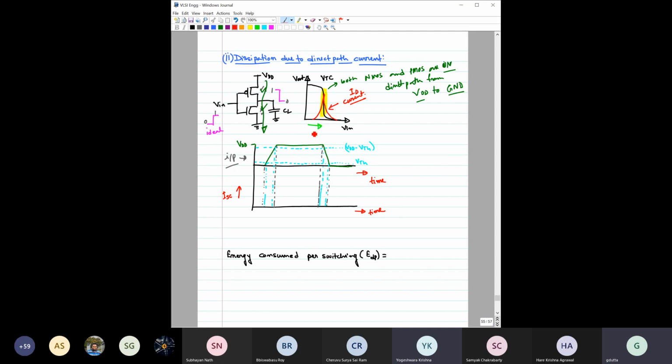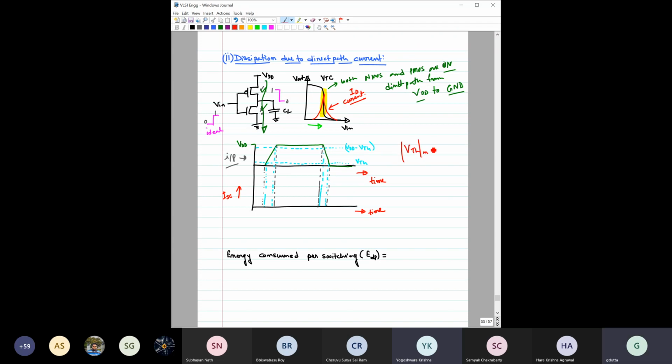So if we try to simplify for our hand calculation and find what the power dissipation would be for this, you can see this is the VT level, and say the VT of PMOS and NMOS are the same.